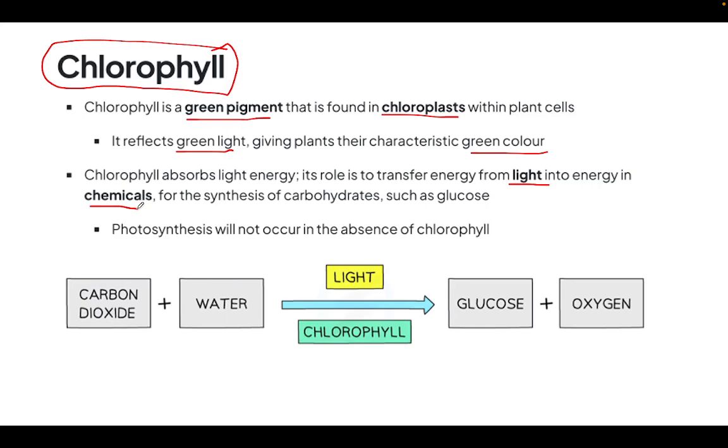It absorbs light, of course, but why does it absorb light? It can convert this light into chemical energy for the synthesis of carbohydrates, such as glucose. So the same thing that we have. Understand the role of this one. It of course absorbs light, but why? Because it converts light into chemical energy, and this can help for the synthesis of the carbohydrates that we have here, such as glucose.